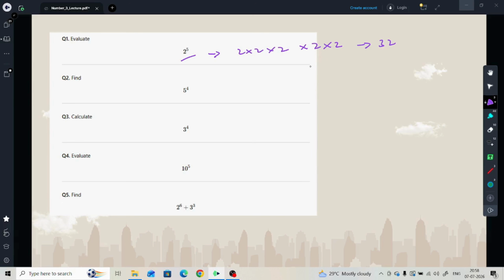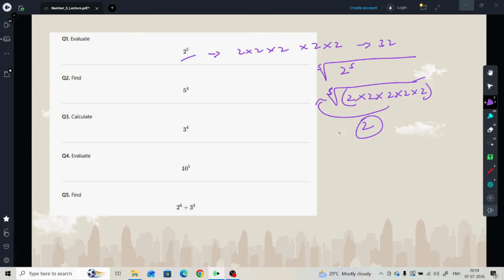Again, one very interesting thing. Just like we had square roots and cube roots, we can have a fifth root, nth root. Somebody can ask you the fifth root of 2 to the power 5. In that case it's also very simple. Since it is the fifth root, you need to make a group of 5 elements and then you can take it out. Otherwise you can't. Now you can take it out and you get the answer as 2.